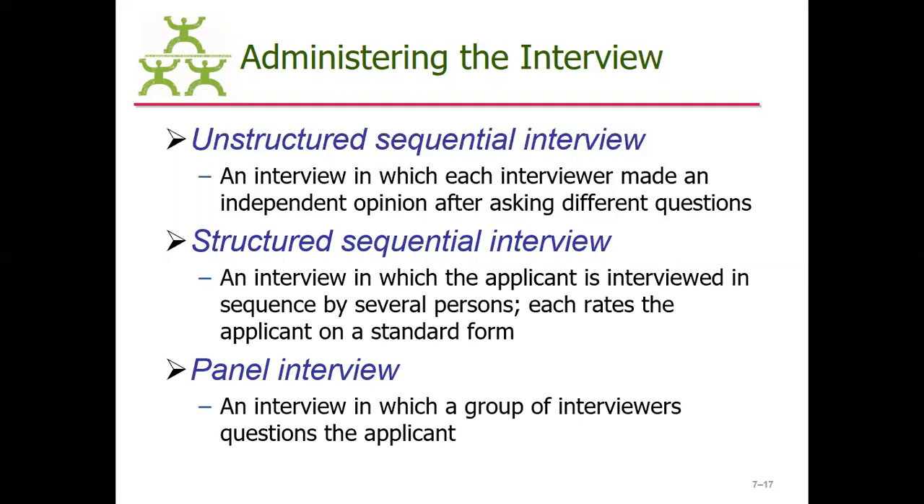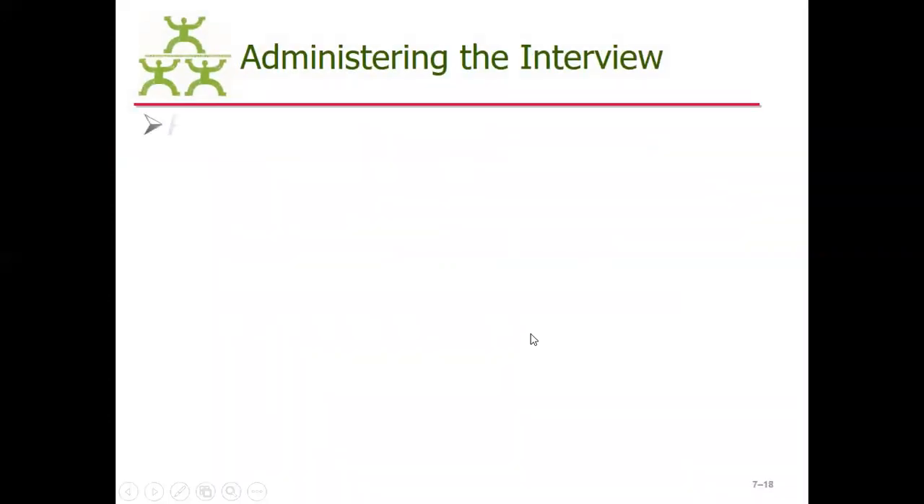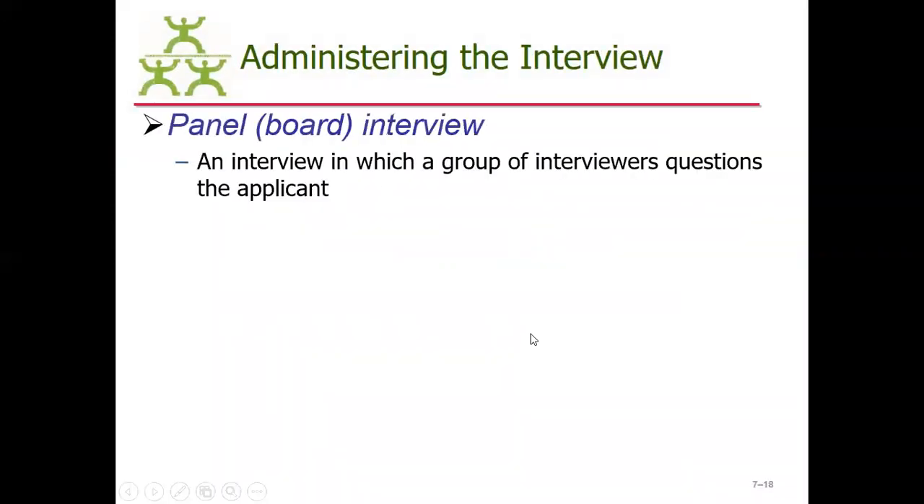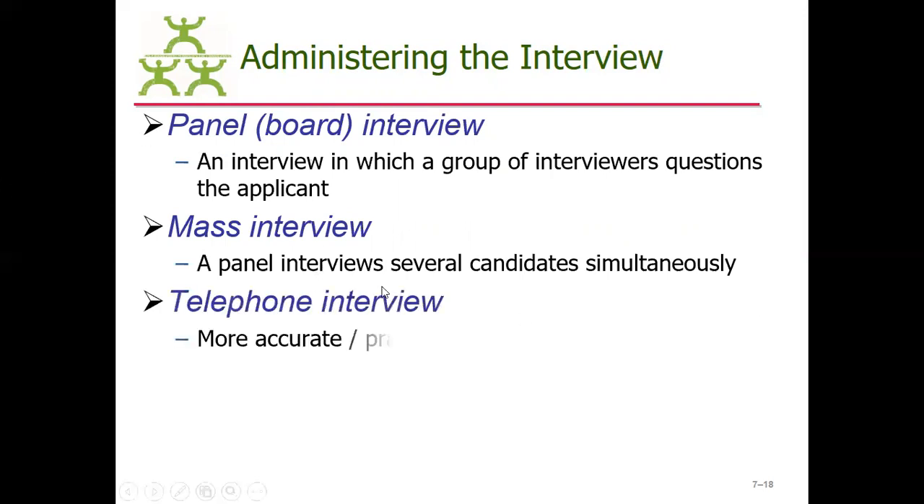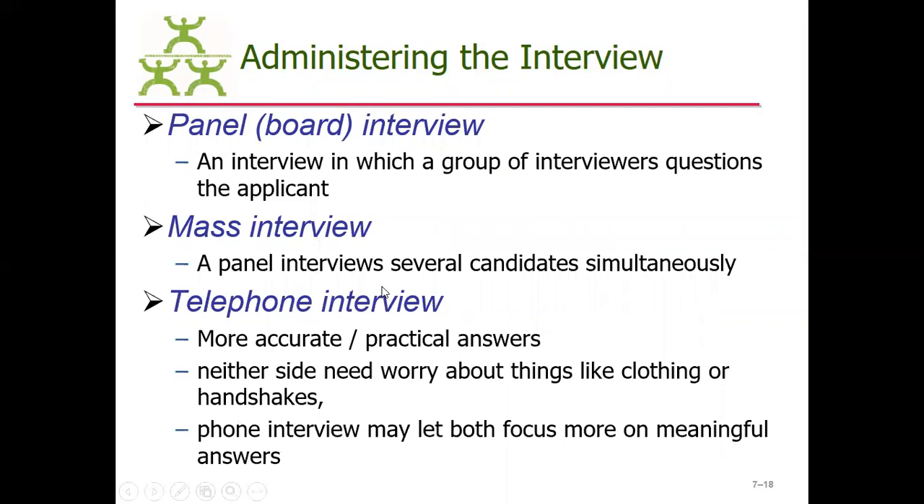A panel interview is an interview in which a group of interviewers ask questions of different applicants. A panel interview is an interview in which a group of interviewers asks questions, and a mass interview is a panel interview of several candidates simultaneously. So when a panel or group of interviewers simultaneously interview different candidates, that is actually a mass interview.